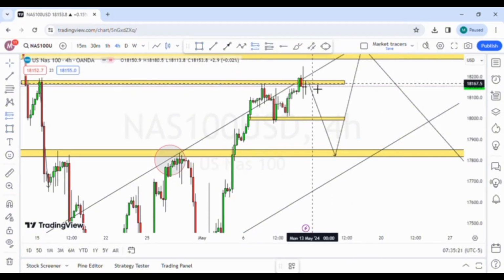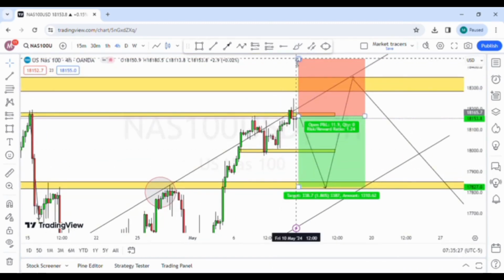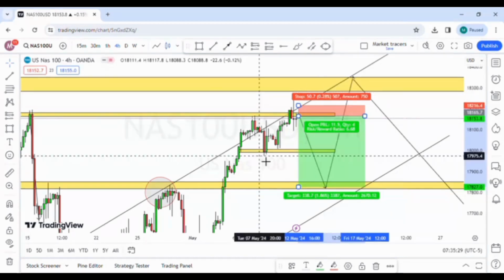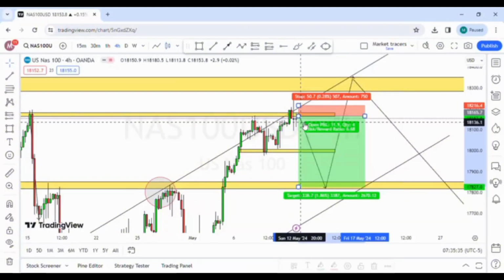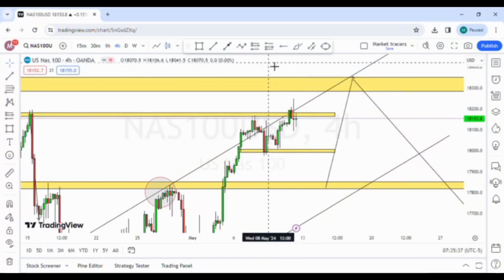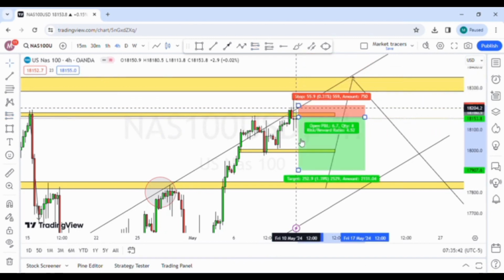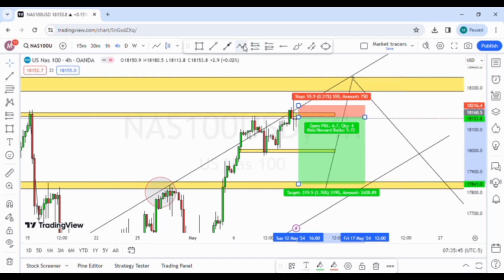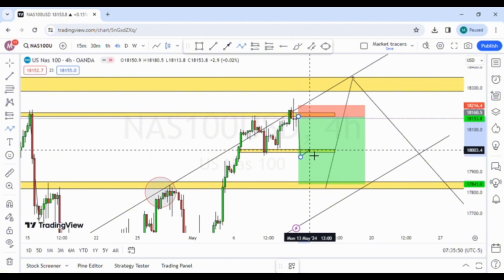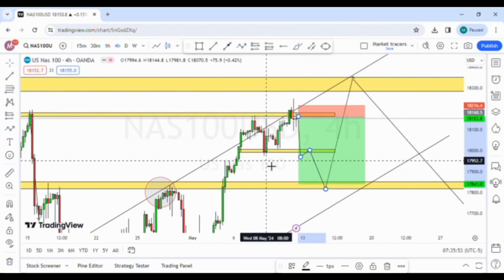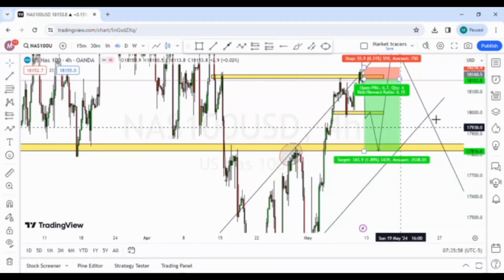So with this, I'm saying if the market rejects to the downside, if the sellers push to the downside, this will be our first take profit. Once it breaks and retests, then we'll be heading for our second take profit, guys.